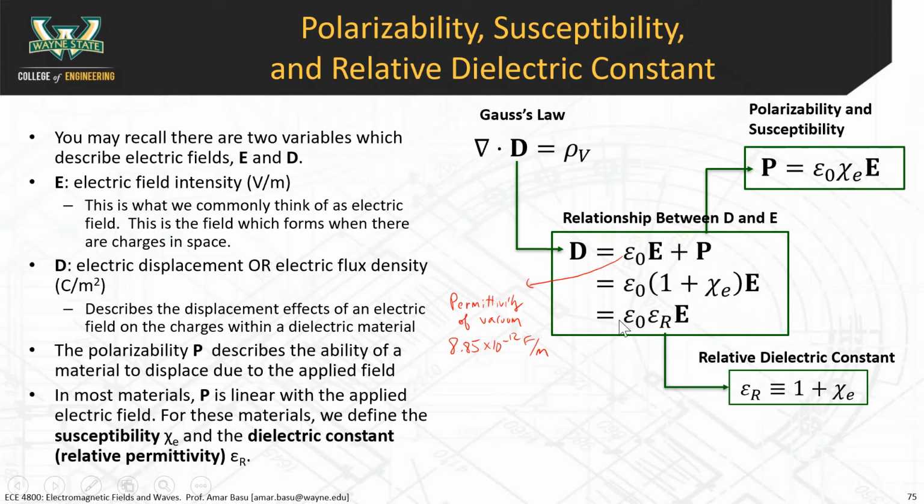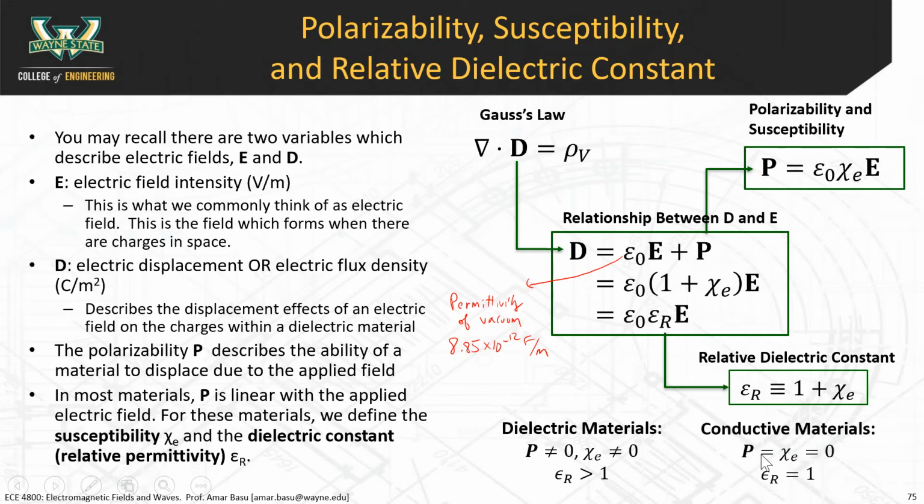Okay, most of the time when we're dealing with these types of problems, we just talk about the permittivity of the material. We don't use a susceptibility. So for dielectric materials, the polarization is going to be non-zero, X sub E is going to be non-zero, and epsilon R is going to be greater than 1. For conductive materials, the polarization and the susceptibility are both equal to 0, right? Because in a conductive material, the charges just move. You don't have molecules aligning to the field. The charges just move, so there's no polarization, and epsilon r as a result is equal to 1.